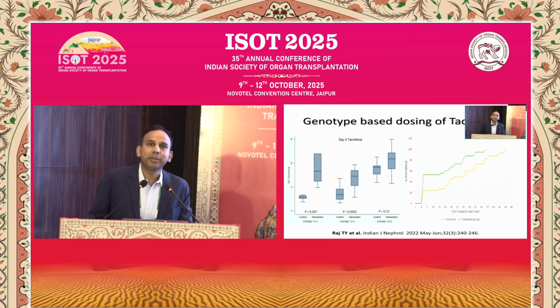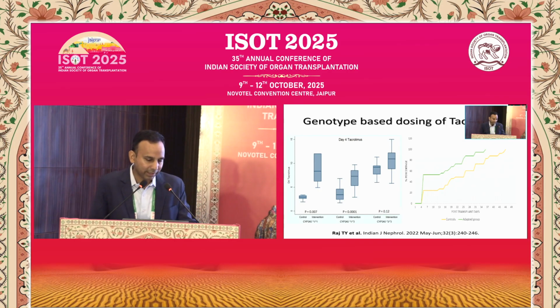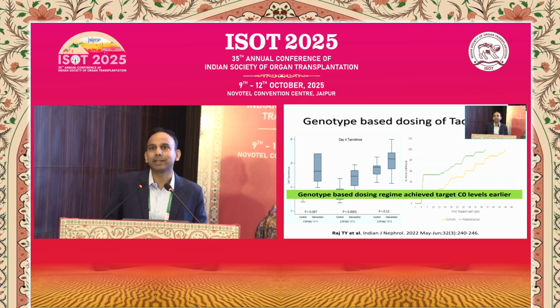Another study examined whether we can achieve the target tacrolimus levels if we adopt genotype-based dosing rather than going by the empiric dosing that we start at 0.1 mg per kg per day. And what they found was that genotype-based dosing was able to achieve the target C0 levels earlier, requiring lesser dose modification and a lesser number of tacrolimus level monitorings.